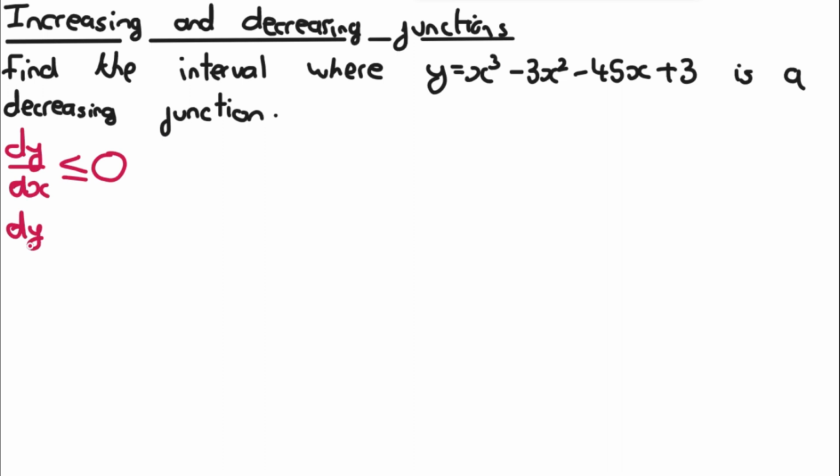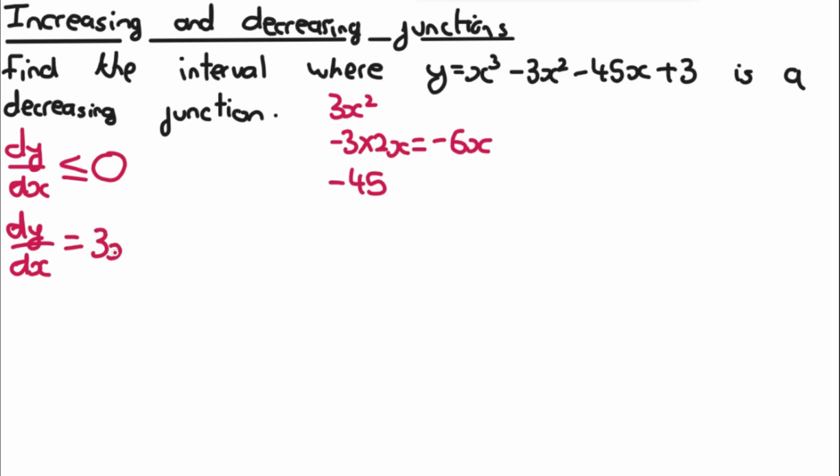So dy over dx is equal to, and then we differentiate each term individually. So x cubed is going to be 3x squared. Minus 3x squared is going to be minus 3 times 2x, which is equal to minus 6x, and then minus 45x is going to be minus 45 as the x just goes away, and then the constant just goes away as well. So dy over dx is equal to 3x squared minus 6x minus 45. And again, you can check this in your calculator by putting this function into the d over dx thing and then doing any value of x and then subbing that into here to see if you get the same value.